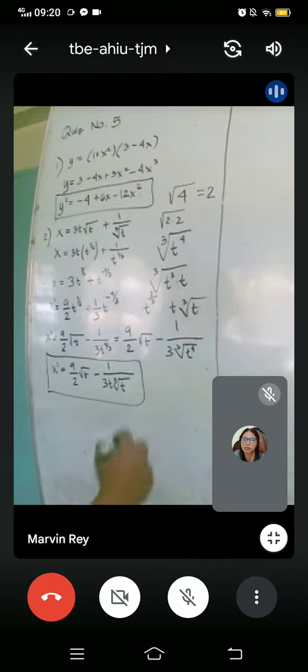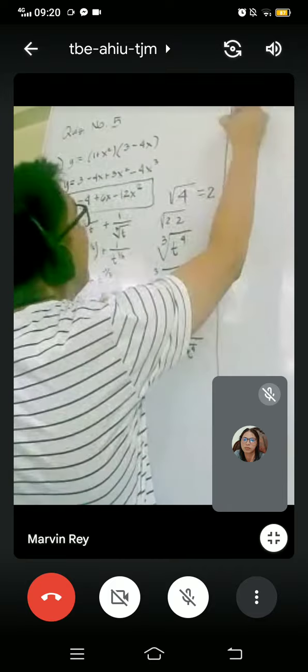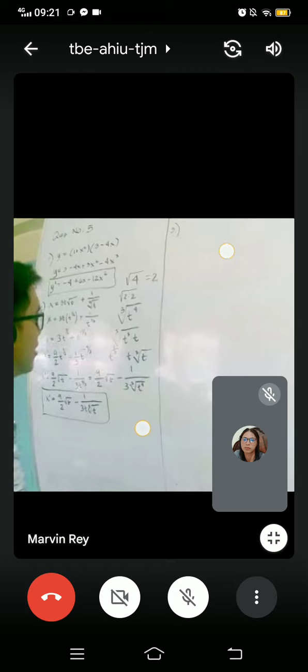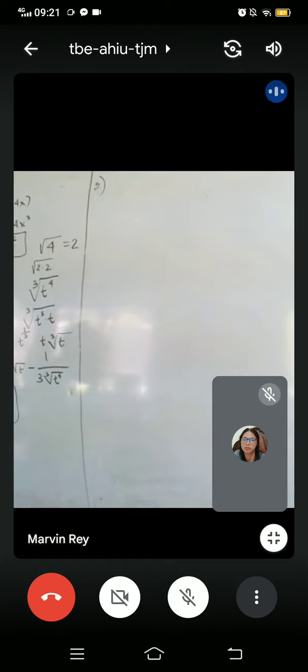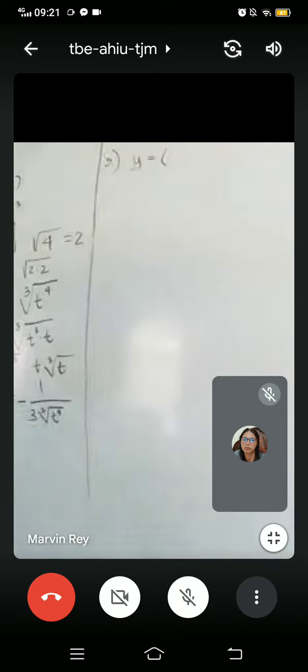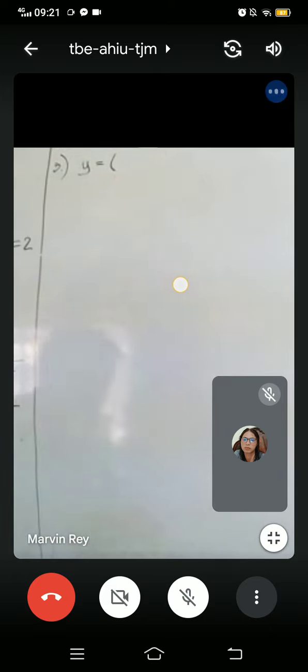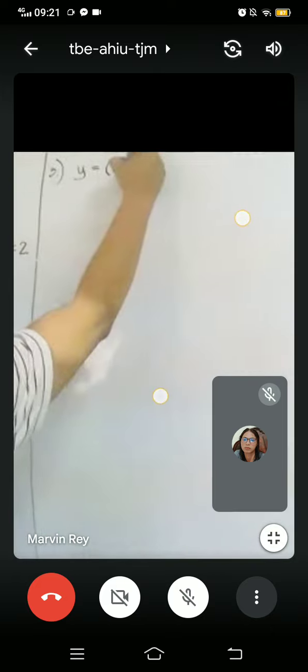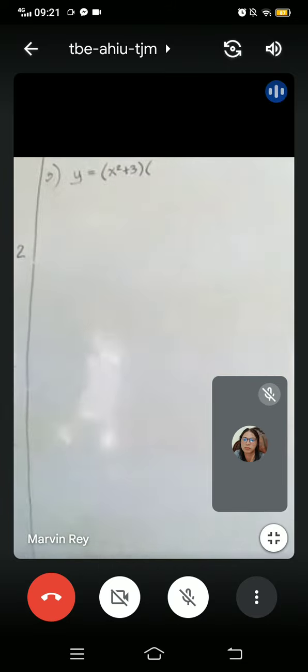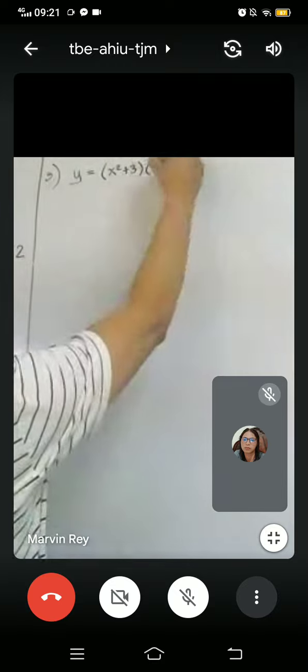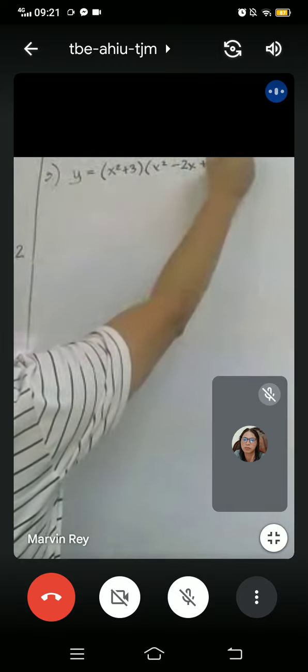Okay, next, number 3. So let's proceed with number 3. y is equal to x squared plus 3, quantity of x squared minus 2x plus 1.